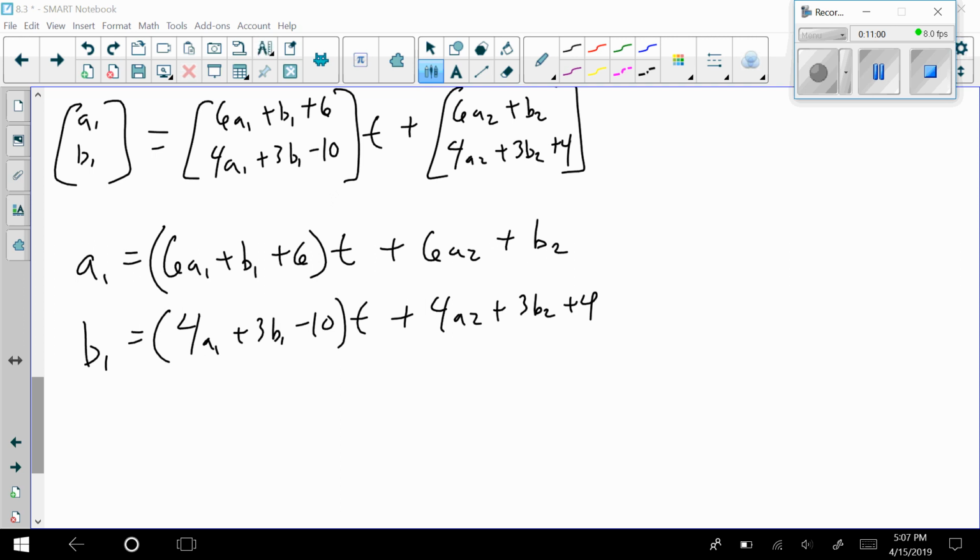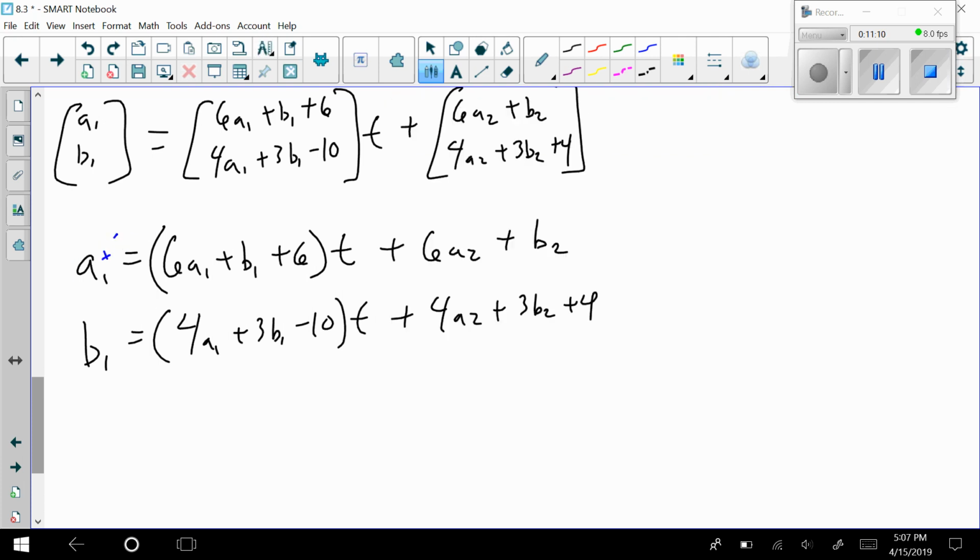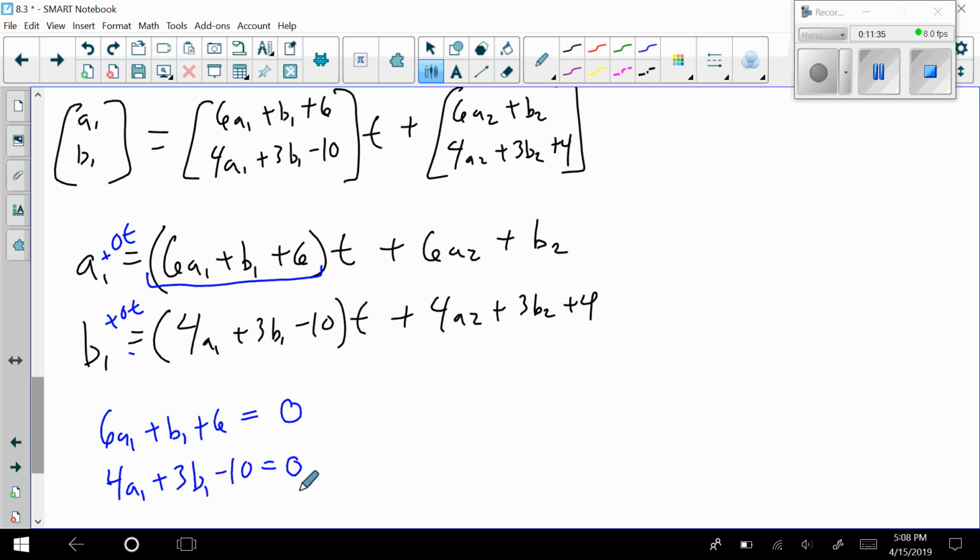Now, I've seen that approach when you try to tidy them up, but it really isn't going to help all that much. And here's why. Over here, I essentially have plus 0t and plus 0t, which is actually super helpful because that means this section here has to be 0. So I have 6a sub 1 plus b sub 1 plus 6 equals 0. And then this one here would be giving me 4a sub 1 plus 3b sub 1 minus 10 equals 0.